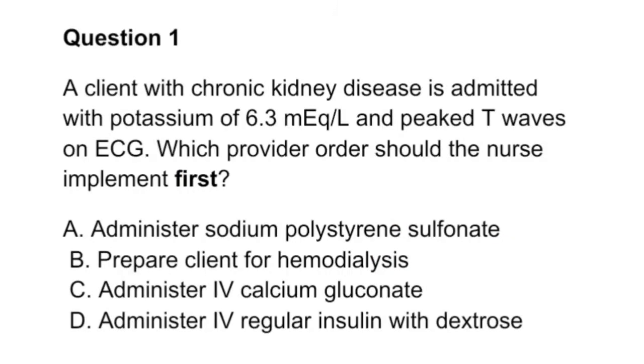1. A client with chronic kidney disease is admitted with potassium of 6.3 milliequivalents per liter and peaked T waves on ECG. Which provider order should the nurse implement first? A. Administer sodium polystyrene sulfonate. B. Prepare client for hemodialysis. C. Administer IV calcium gluconate. D. Administer IV regular insulin with dextrose.